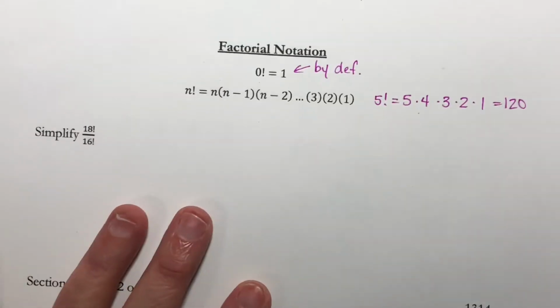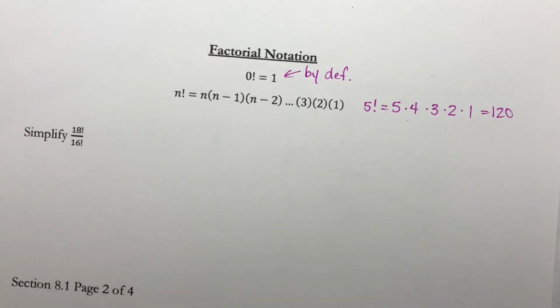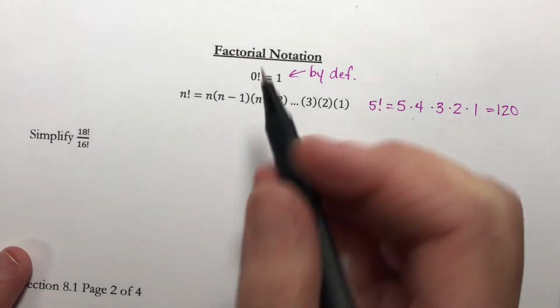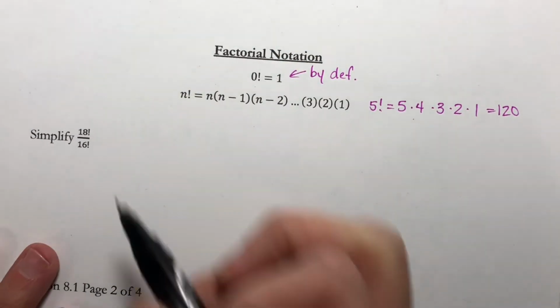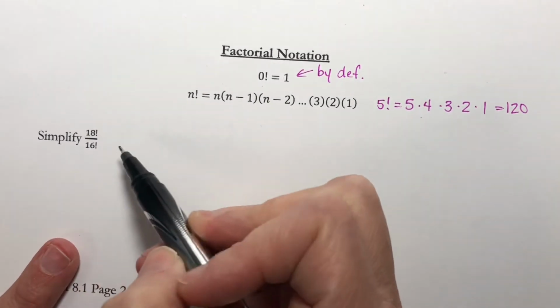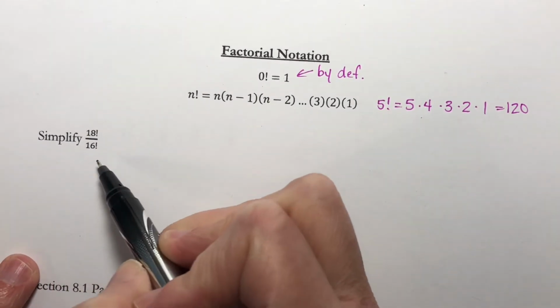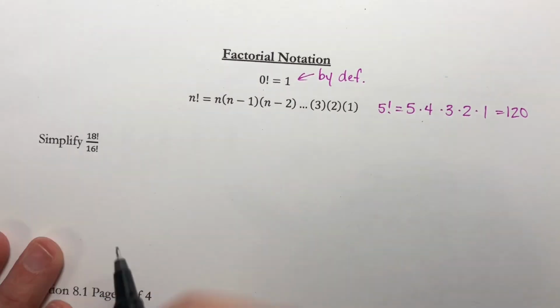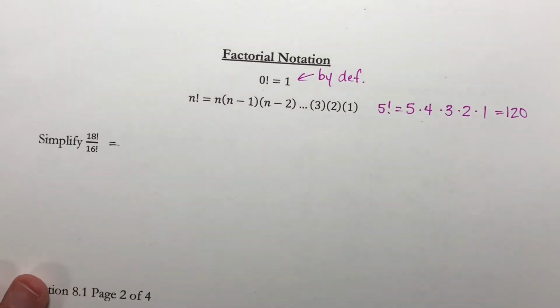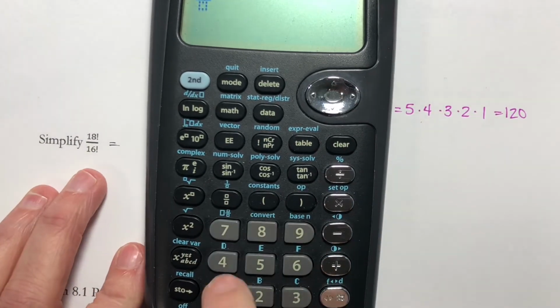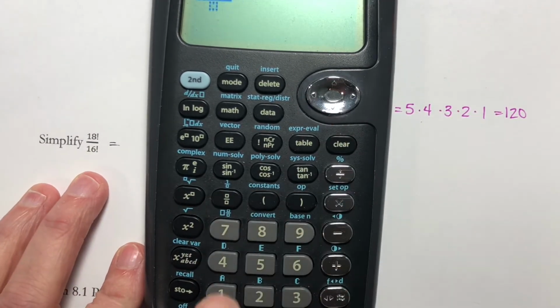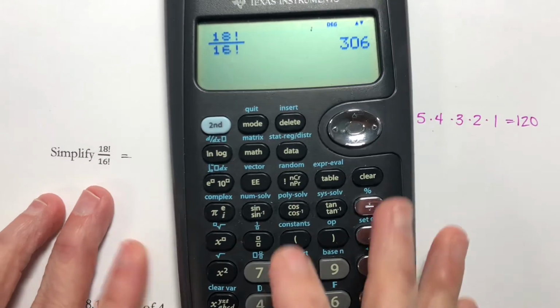Now, I mentioned probability, and if you're going into that field, you're going to be using factorials a whole lot. They often come up in sequences and series. So let's look at right here. I want to simplify 18 factorial over 16 factorial. Now I can enter this directly into my calculator if I wish. 18 factorial divided by 16 factorial, and I get 306. Okay, so I can do that.